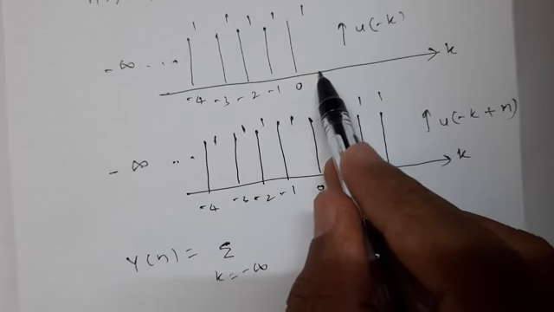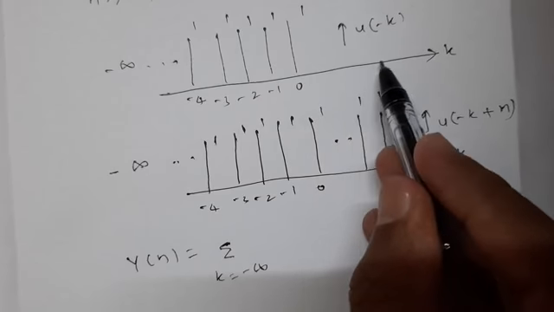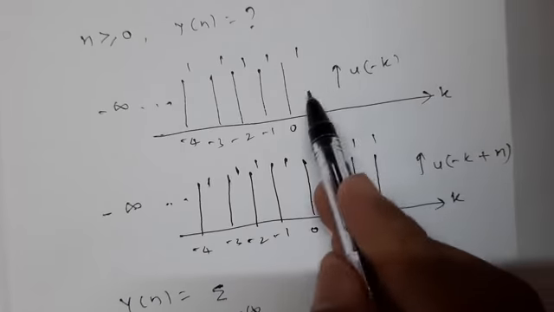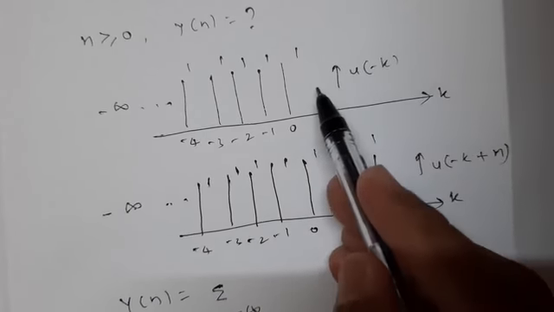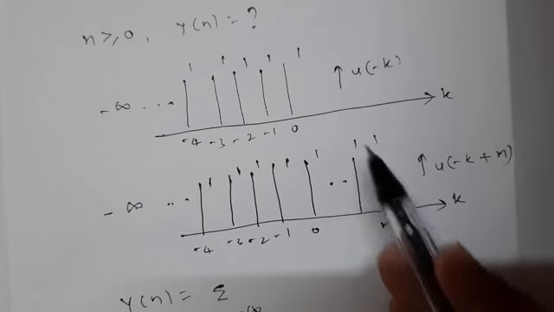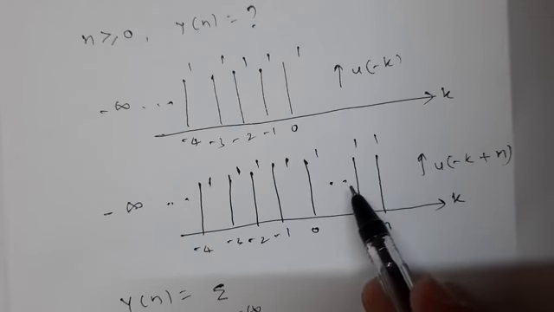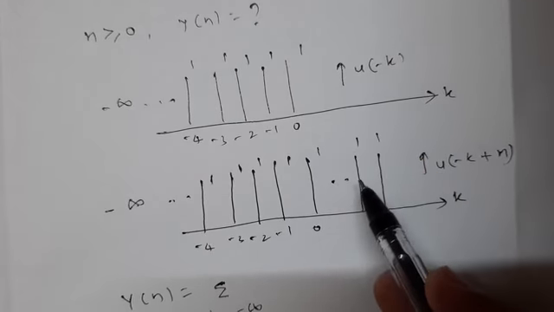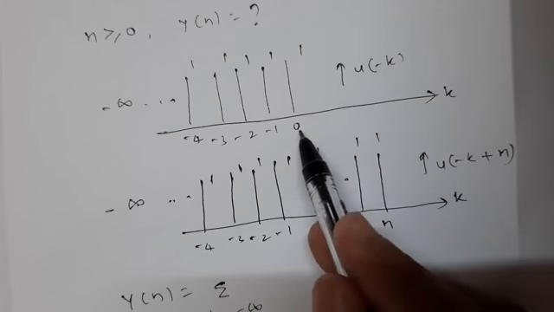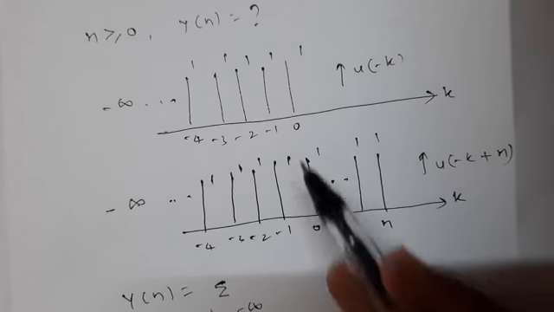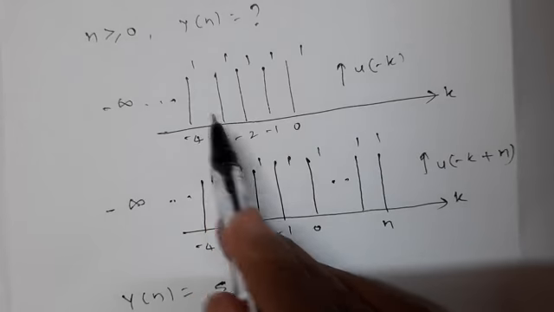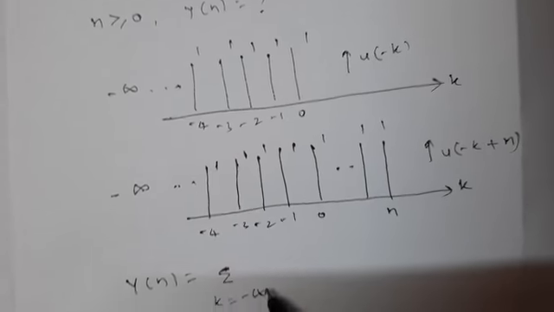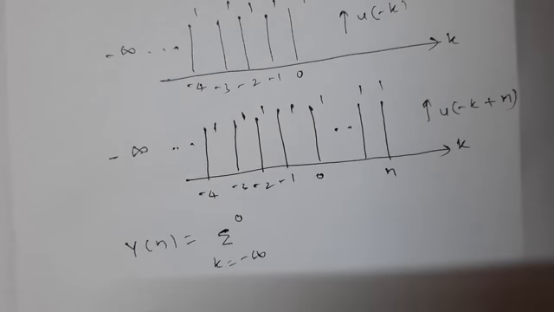You can check that after 0, at k equal to 1, 2, 3, 4 and so on, for u of minus k the samples do not exist. If you multiply these things till n, it will be 0. It is a waste of computation. So till 0 you have samples for both, so k equal to minus infinity to 0.